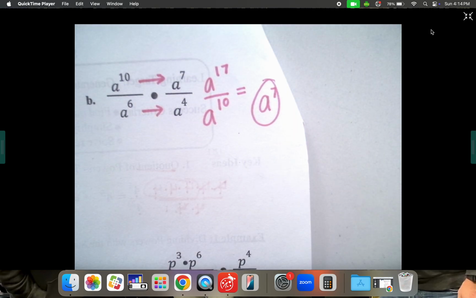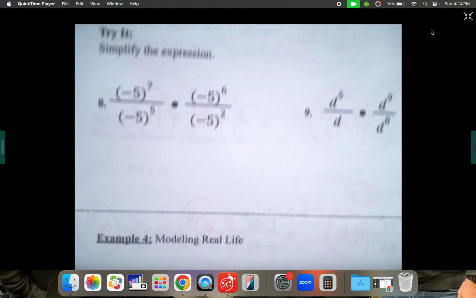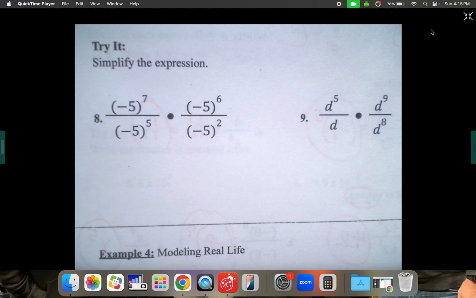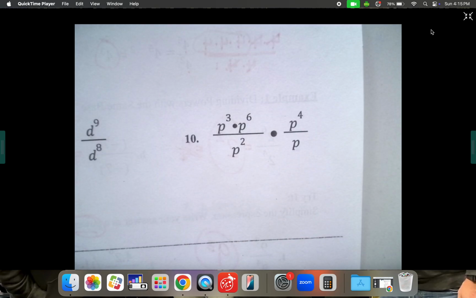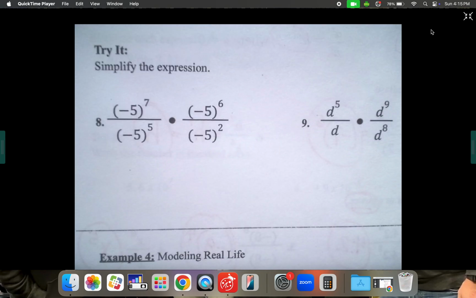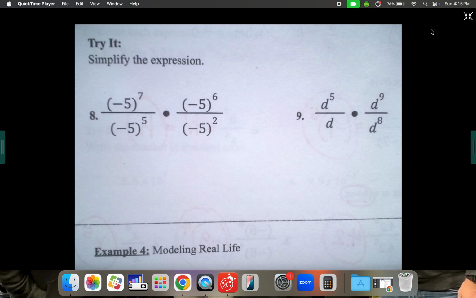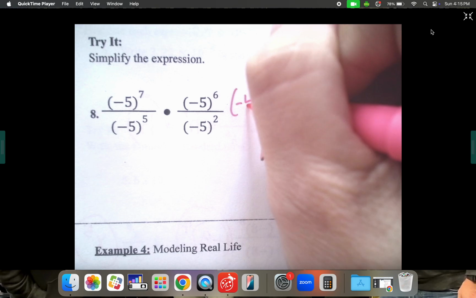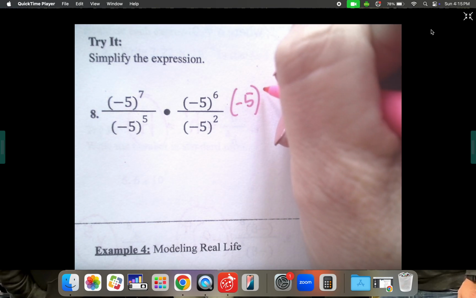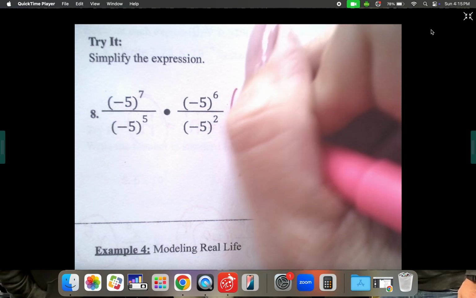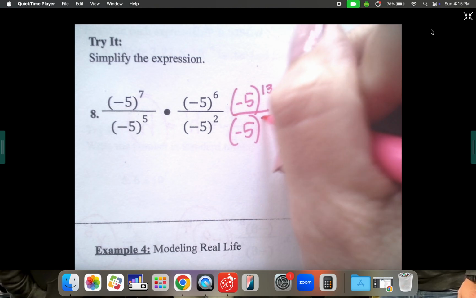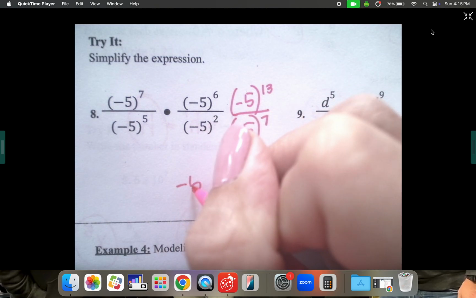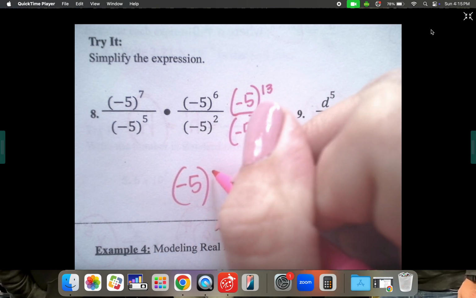Okay, go ahead and pause the video and try these last 3 and see if you get the same answers I get. Okay. If you have already done it, you should have gotten -5 to the 13th power divided by -5 to the 7th power, which is a grand total answer of -5 to the 6th power.